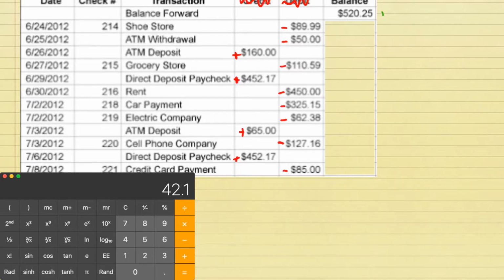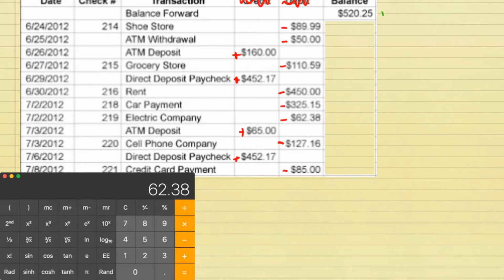Oop, I better clear that. I typed it in wrong. $452.17. We're going to subtract the rent, which is $450. We're going to subtract the $325.15 for the car payment. We're going to subtract the $62.38 for the electric company.